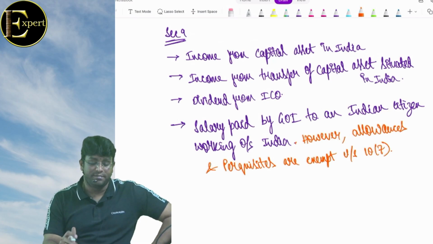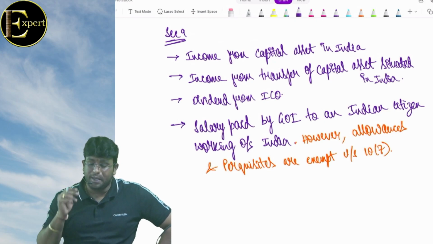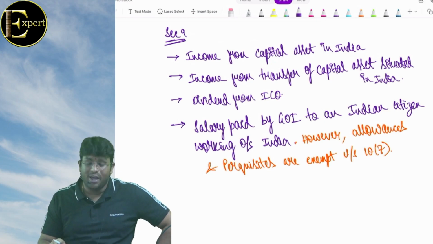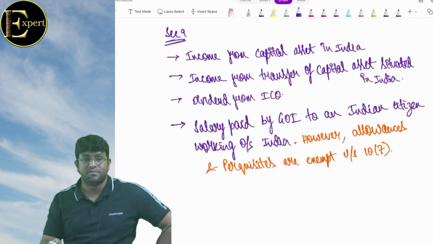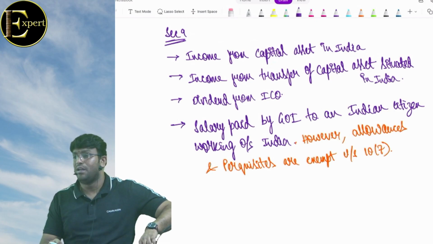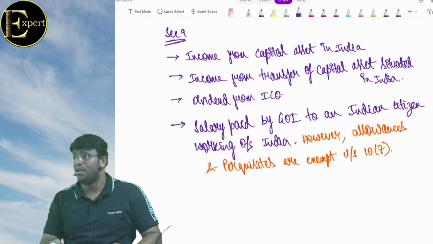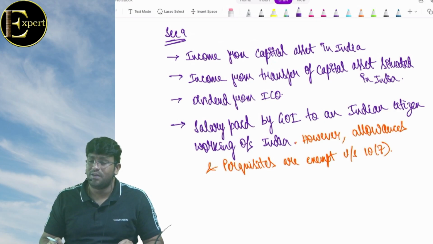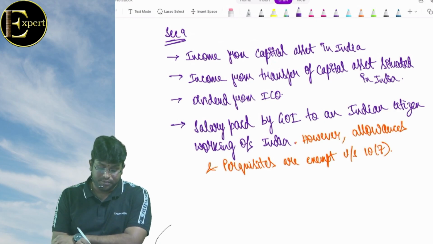Read the point once again. Salary paid by Government of India to an Indian citizen working outside India. However, allowances and perquisites are exempt under which section? Section 10, what did I say? 10(7). Don't say subsection, it is a clause. I told you the difference yesterday already. Is that clear, everybody? The story is not yet over.